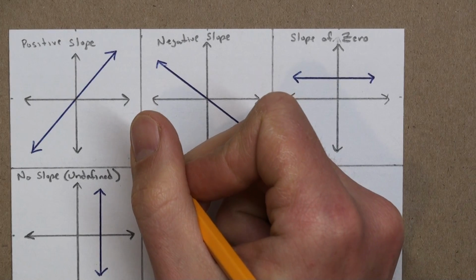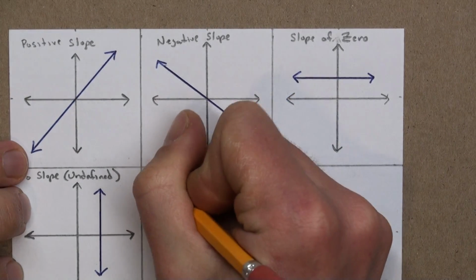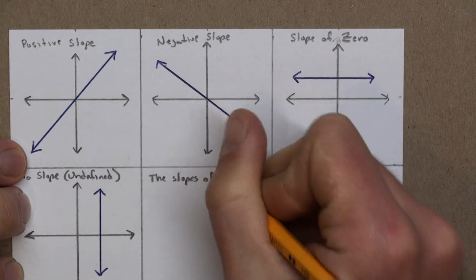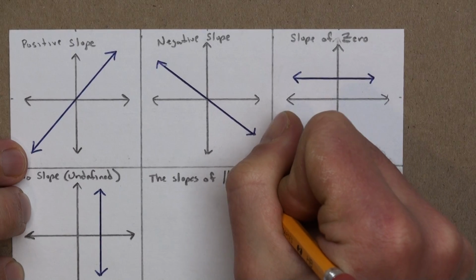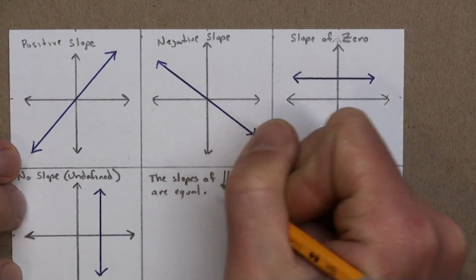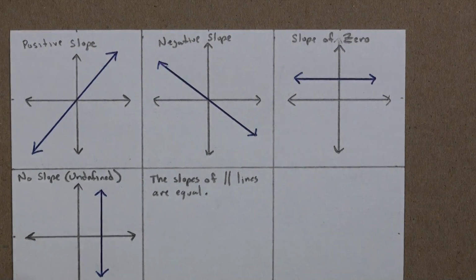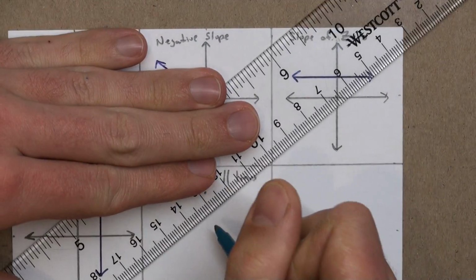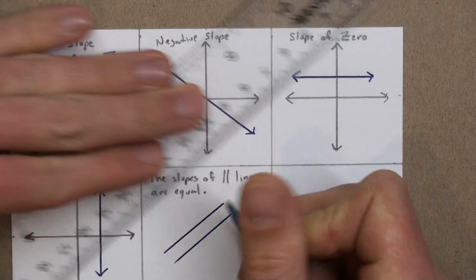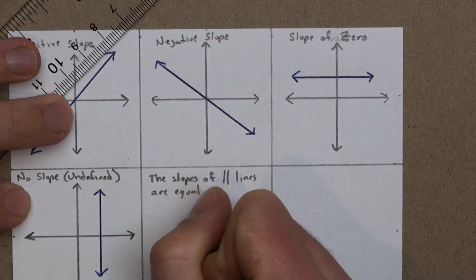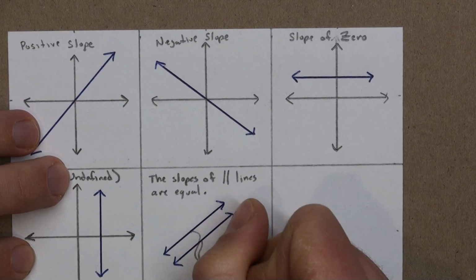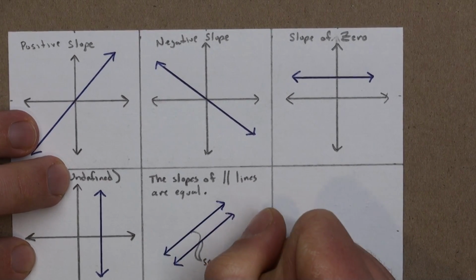Now in the other two boxes, let's say the slopes of parallel lines are equal. Okay? So if I was going to draw two parallel lines really quickly, I'll make a little note here and I'll say same slope.